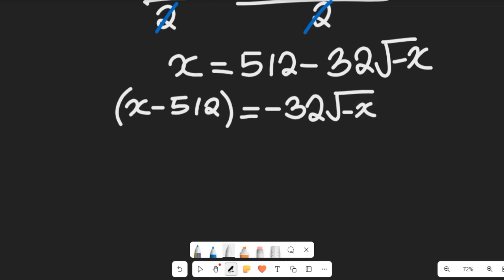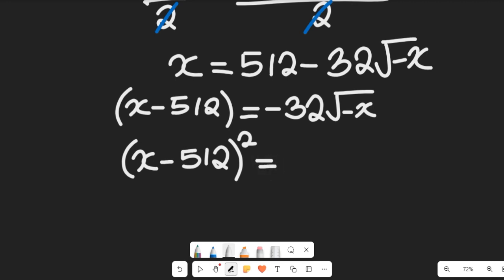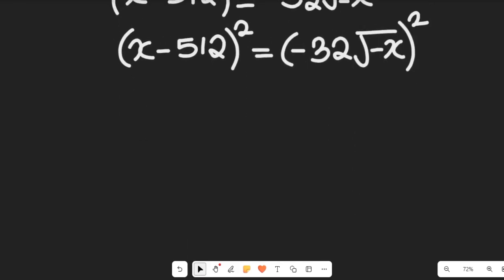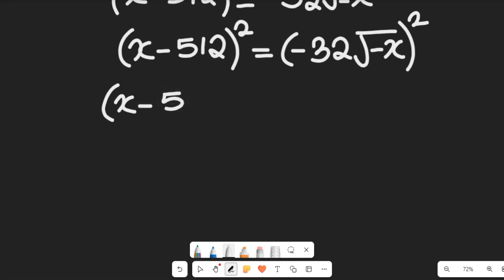Great. Now for me to clear that square root, which is the only obstacle we have over here, I need to take the square of both sides. So I'm going to have x minus 512. Math is all about cancelling obstacles. And this will be equal to negative 32 multiplied by the square root of negative x, all squared. Now I can simplify that. I'll reduce that, which gives me x minus 512, which is more of an algebraic expression.